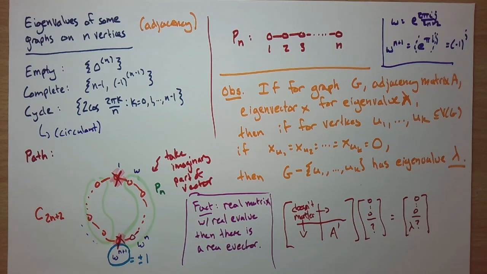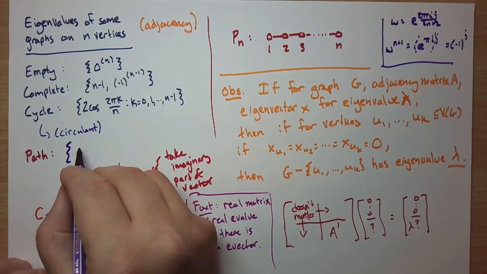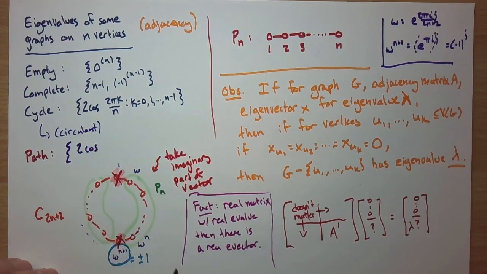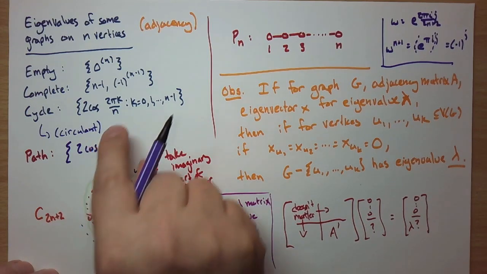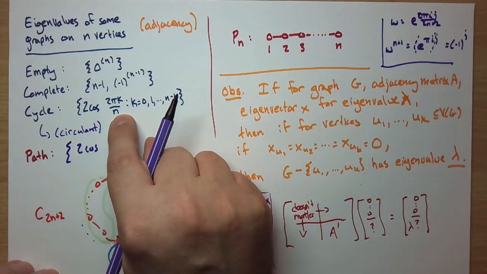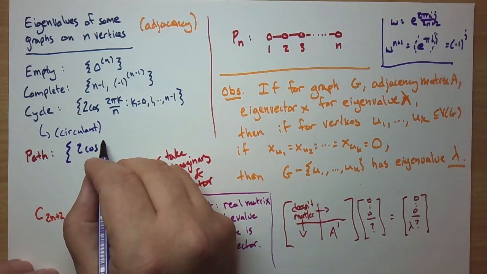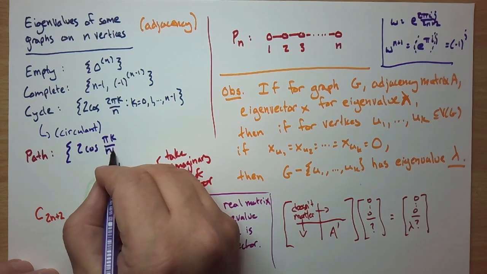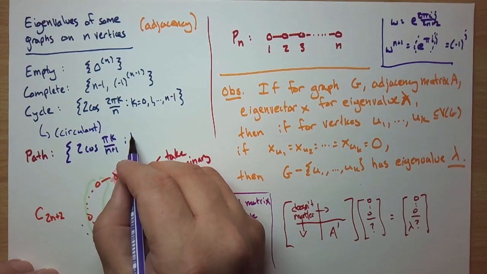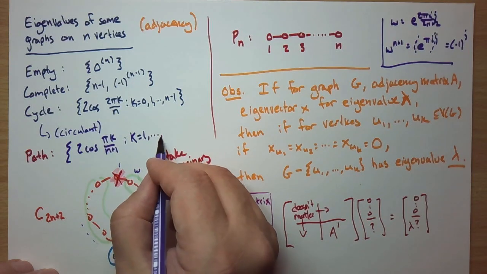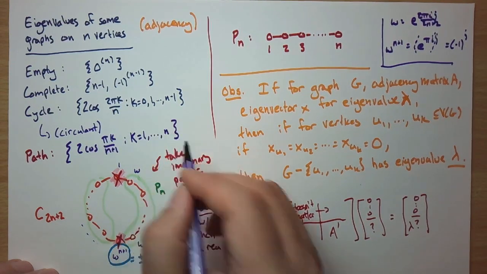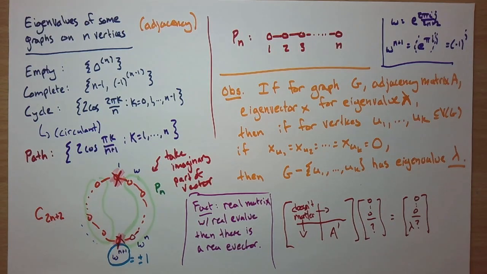So for the path, we now have the following. Namely, it's 2 cosine. If I put 2n plus 2 down where you see an n, I can cancel out a 2. So it's 2 cosine of pi k over n plus 1, and we have it for k equals 1 up to n. Now, you might ask, and this is a fair question, has this exactly captured the spectrum?